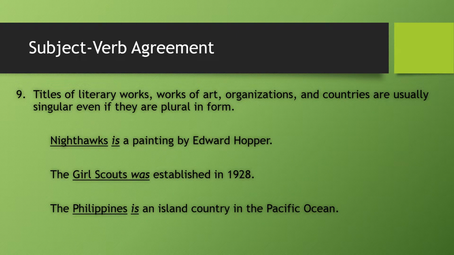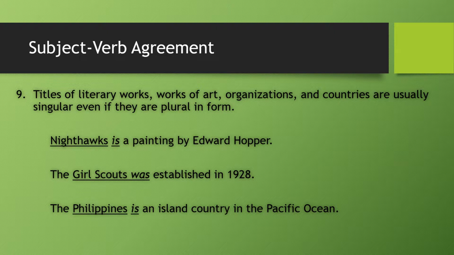Nighthawks is a painting by Edward Hopper. Nighthawks here is not a plural of the bird, nighthawk, but it's the title of a painting. So that title, even though it sounds plural, is singular. The Girl Scouts is an entity, an organization. So the Girl Scouts was established in 1928.